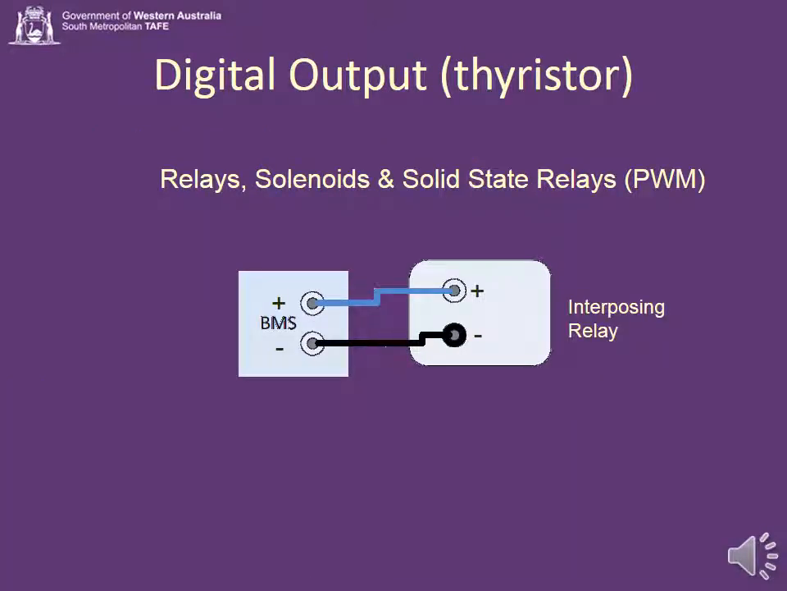This is a thyristor digital output. Typically we're going out to relays, solenoid, solid state relays. Remembering we're going through an interposing relay. Solid state relay counts as an interposing relay. The system is outputting basically 0 to 24 volts. 0 or 24 volts. It's on or it's off.